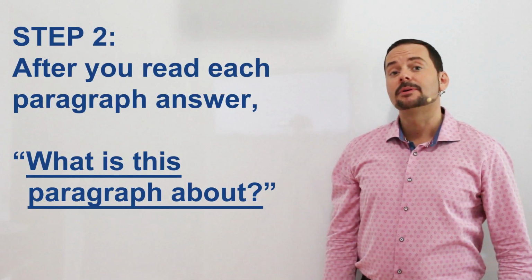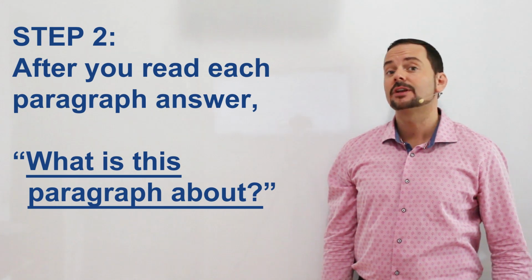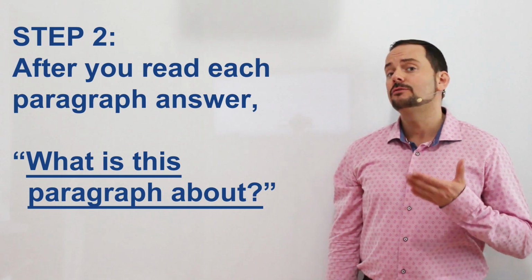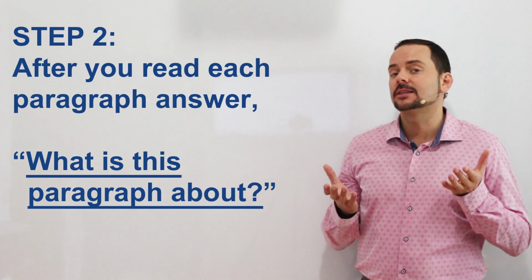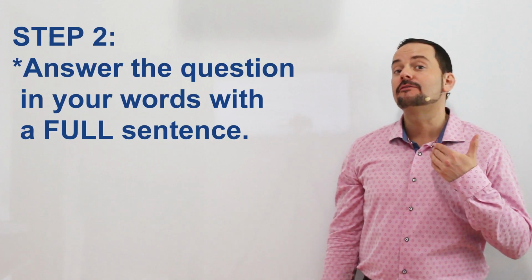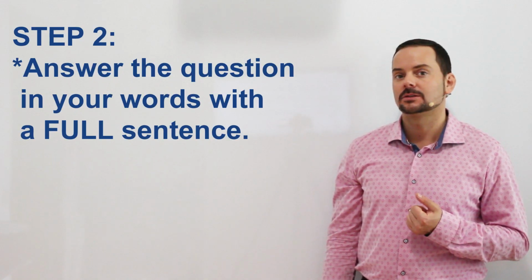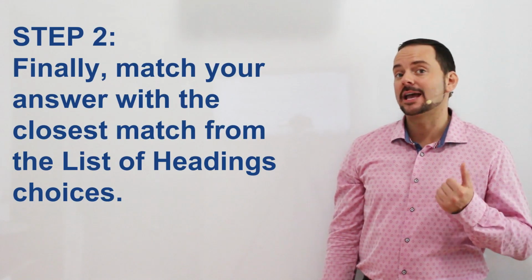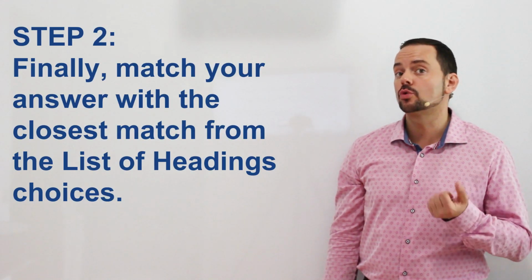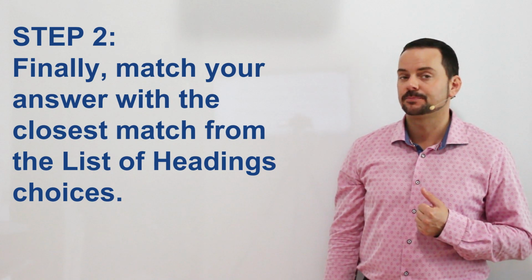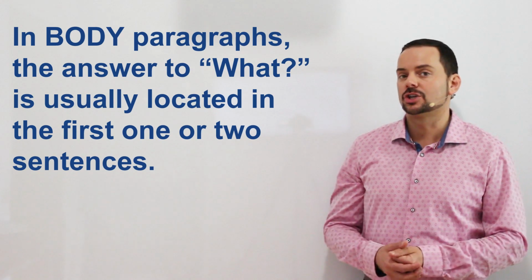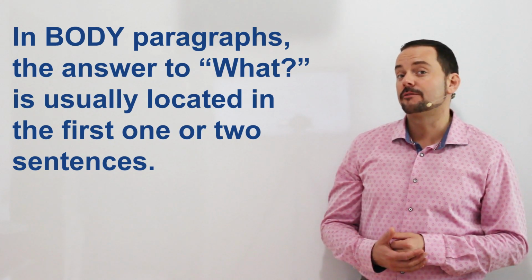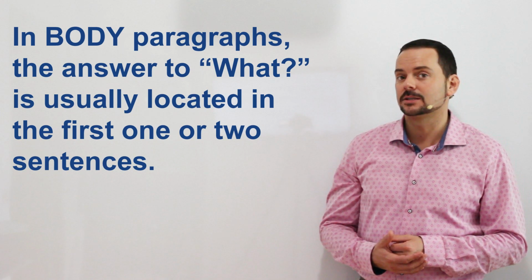The next step is to read each paragraph carefully. After you finish reading a paragraph, ask yourself, what is this paragraph about? Then answer in a full sentence. Next, match your answer with the closest choice from the list of headings. For the body paragraphs, the answer to the what question is usually in the first or second sentence.